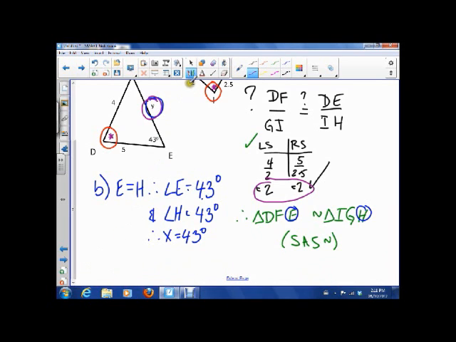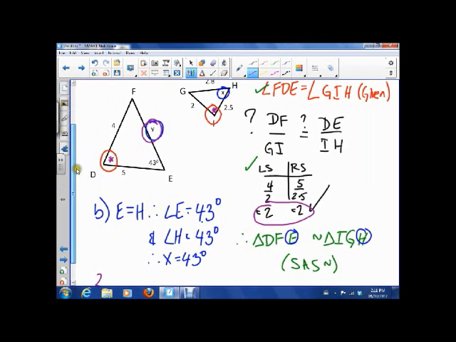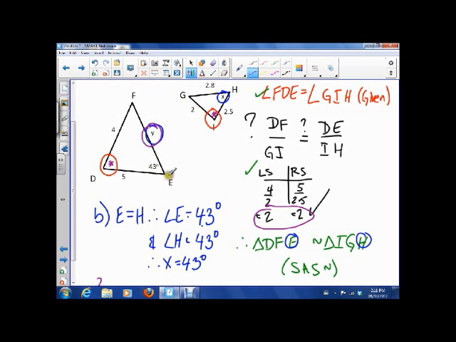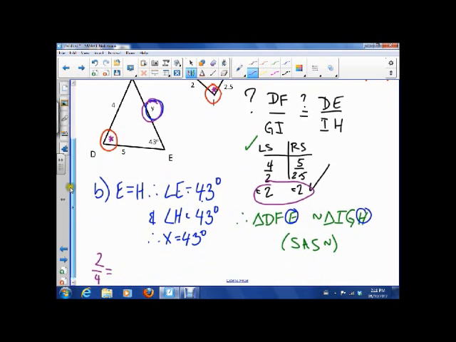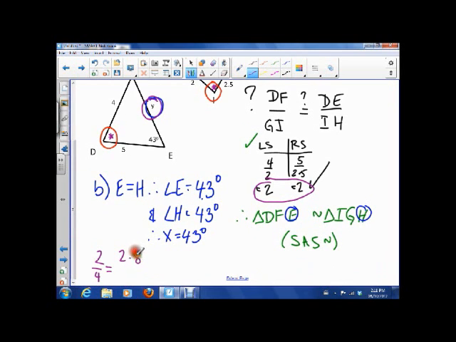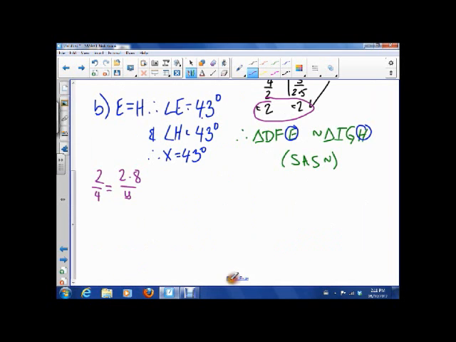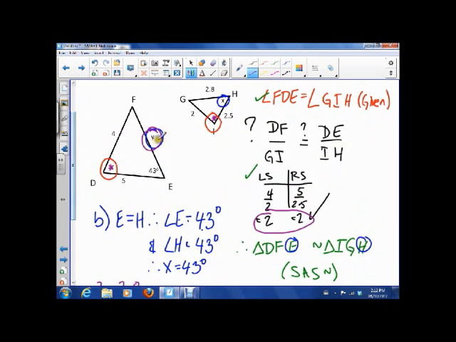So we can say 2 over 4, because those are matching sides, is equal to the side that matches Y, that 2.8, right? Because FE matches GH in our list. So that means that 2.8 over Y. Now I can cross multiply, and I get 2y is equal to 4 times 2.8. Then I'll divide both sides by 2, and I end up with y equal to 5.6. So up here, the length of y is 5.6.